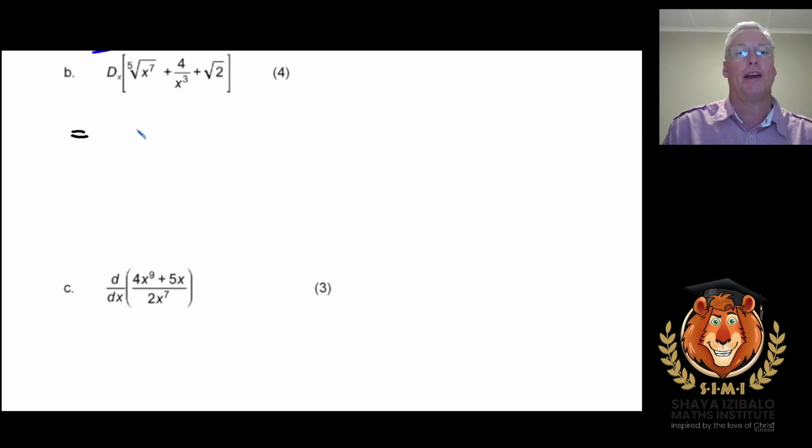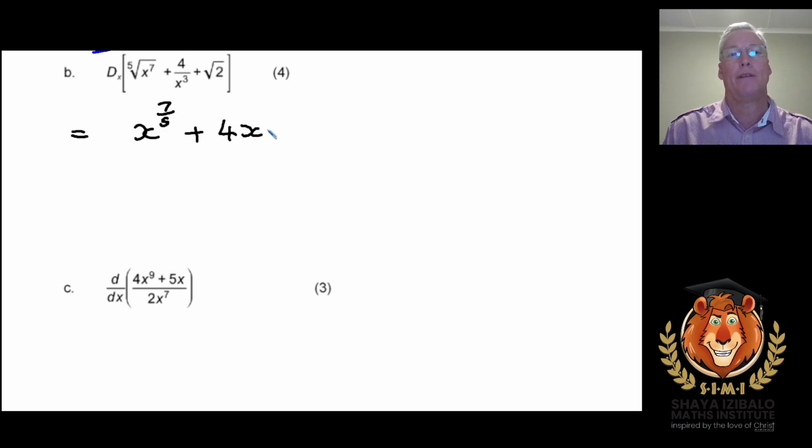So if I change this to x to the 7 over 5, remembering that the number outside goes on the denominator, the number inside on the numerator, I'm going to write that 4 over x cubed as 4x to the minus 3. Root 2 hasn't actually got a variable in. I don't need to change that to 2 to the half. I'm not differentiating it. It's just a number.